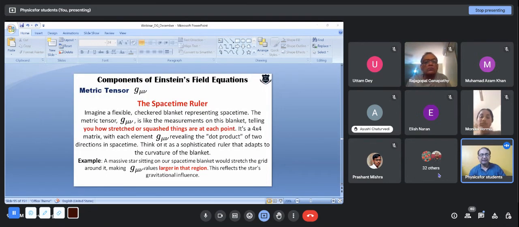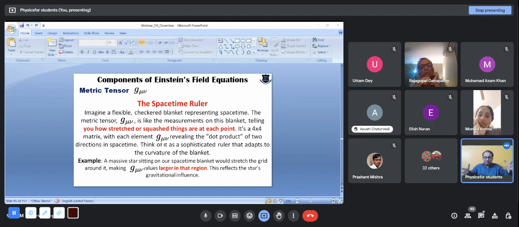Now let us see in a very easy language what this metric tensor is. I call it a space-time ruler. You can read it as the measurement of the blanket. Imagine it's a huge blanket, and you're telling how much it is stretched, how much it is squashed, at each point, right? So these things of a blanket which is being stressed, this is actually measured by the metric tensor.